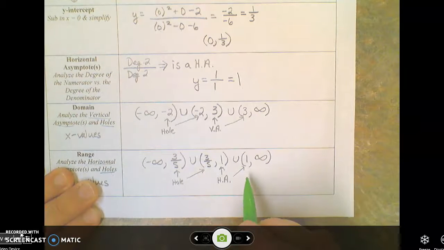Okay, you try it with the function on the back, and then you can check it with the substitute who has the answer key for this.